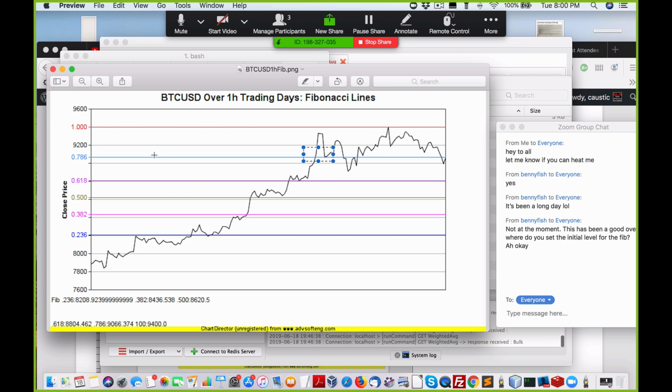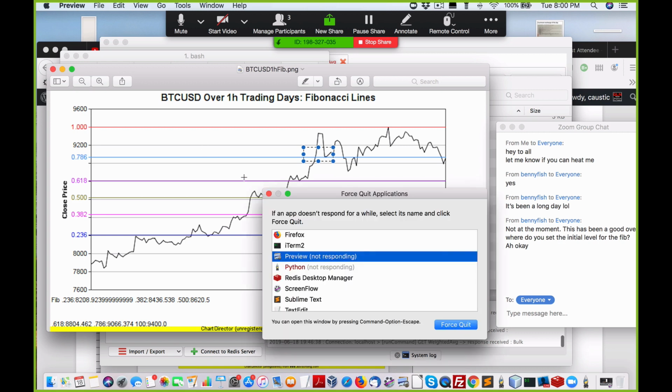If you hit the 786 level, you are at 9066 price. And the entry at 618 is 8804. So you get the precise target levels for your entry at 618, your first profit or exit at 786, and then if you're feeling lucky, and usually there's enough momentum there, it will move up to the 100 level. There's a lot of ways you can get around that.